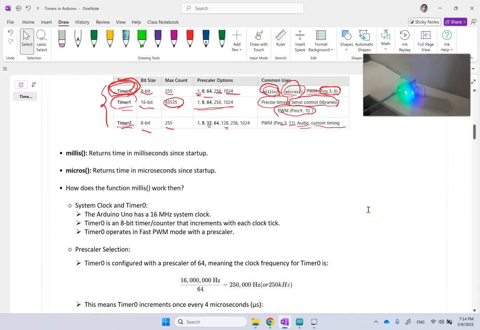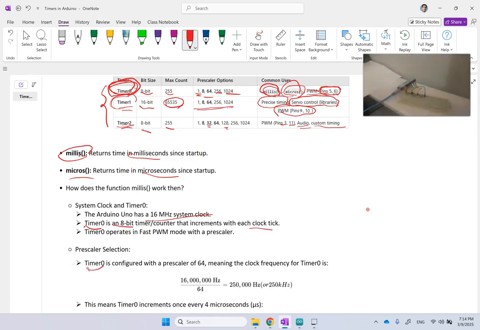But millis and micros, as I said, are 2 major functions. One of them returns the time passed in milliseconds. The other one returns the time passed in microseconds. Okay. Now let's see, how does the millis function even work? Because I want exactly this function to return some value right after 1 millisecond. How does that work with a 16 megahertz clock? And how does that work with the fact that the function is using timer 0, so it only goes from 0 to 255, 8 bits?